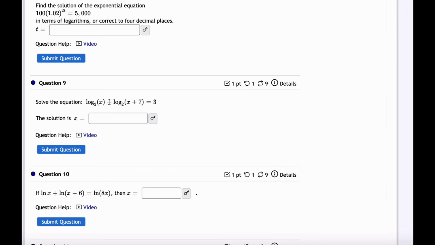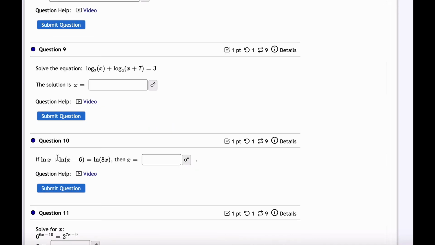I think this is very similar to the second example that I did in the advanced log equations video, in that I think you're going to end up having to solve a quadratic equation. When you do that, if you get 2 answers, make sure to check your answer. Any negative answers won't work because you can't take the log base 2 of a negative value of x.